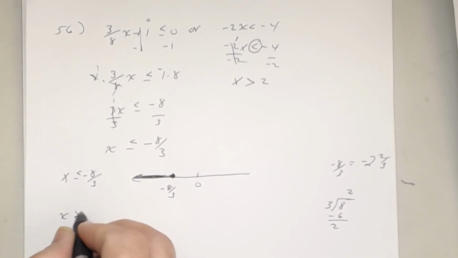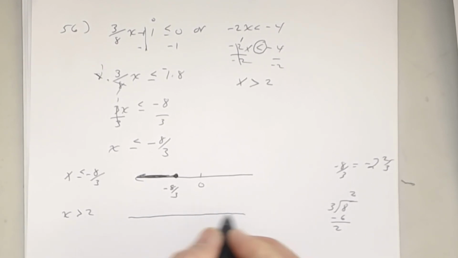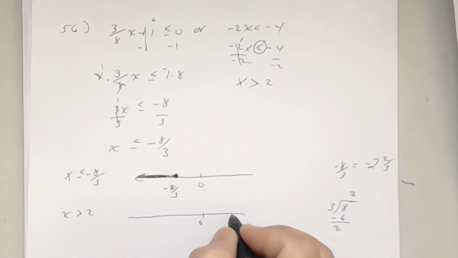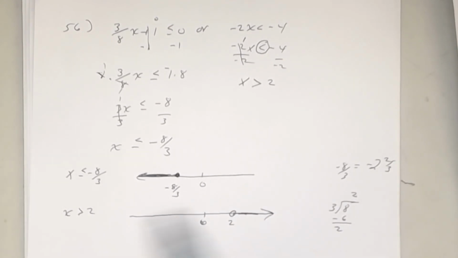Okay, now let's do the next one. X is greater than 2. Where do I put 2? The right or the left? The right. Now you didn't have to put the 0 there. I'm just using it as a mark. Open or closed? Going which way? To the right. Now remember, this is an or statement.